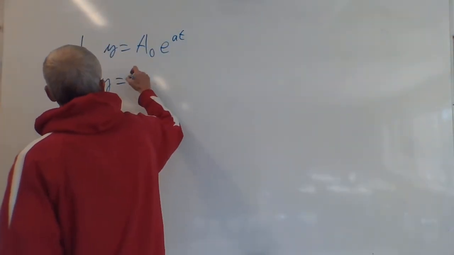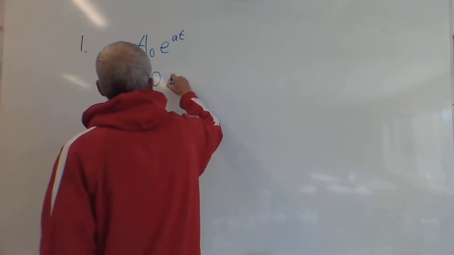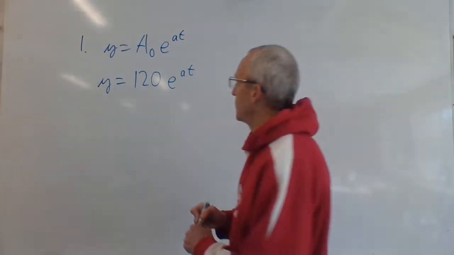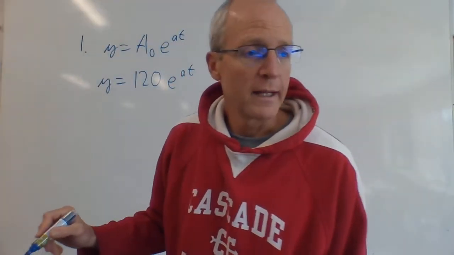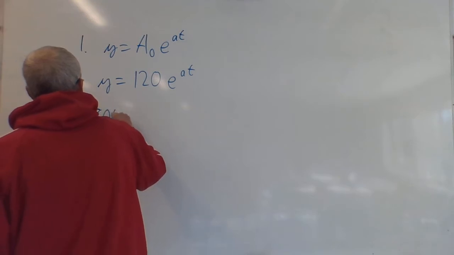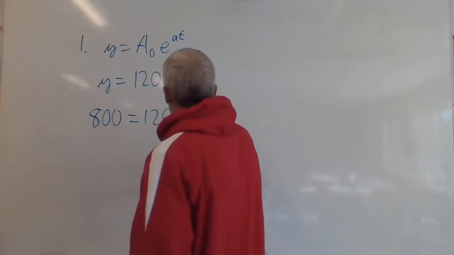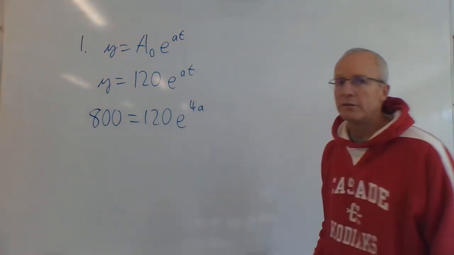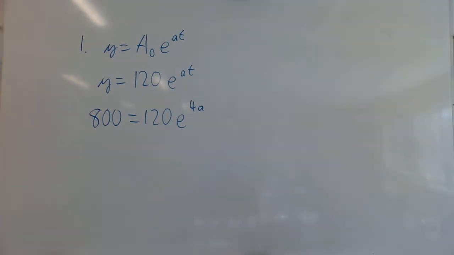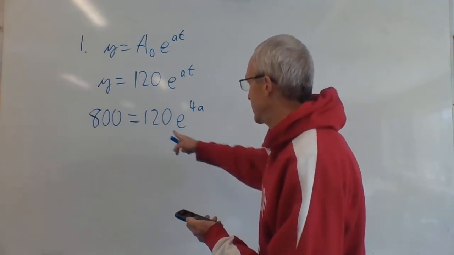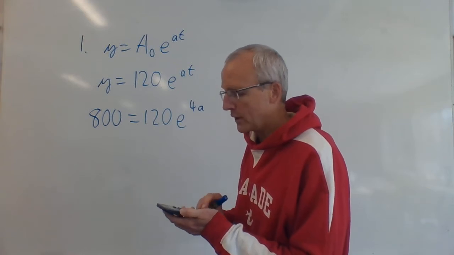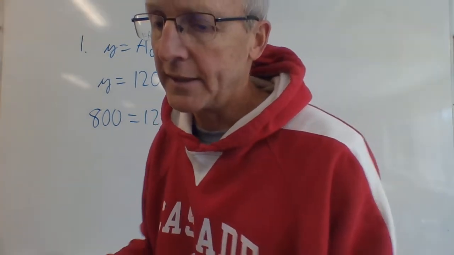So actually, we can write that's equal to 120 e to the AT because we know we start off with 120. Now we use the one data point we have, that there are 800 cells at t is 4, so 800 equals 120 e to the 4a. The only thing we don't know is a now. So we figure out a, and we know everything we need to know about how many there are at any time we want. So 800 divided by 120 is 6.6666, 6 2/3.